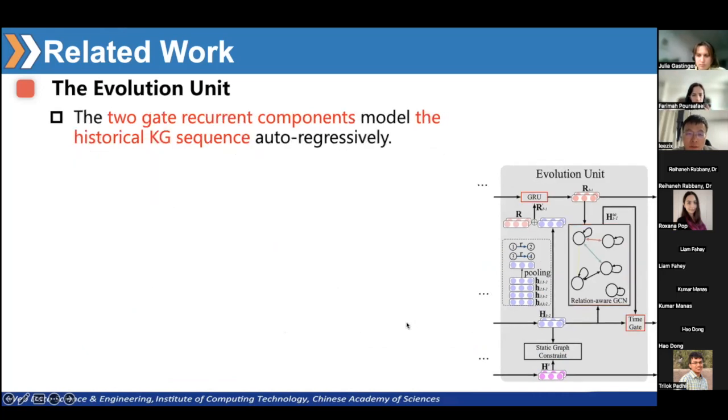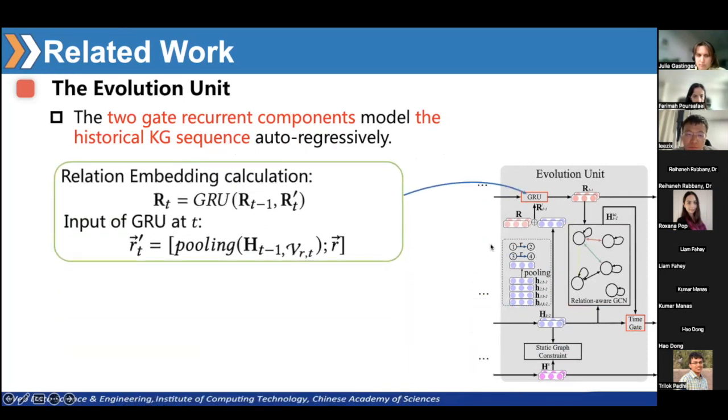And we use the two gate recurrent components to model the historical sequence auto-regressively. At each timestamp, the relation embeddings are calculated by a GRU with the relation embeddings at the previous timestamp and the embedding calculated by the pooling operation over the entity embeddings at the current timestamp.